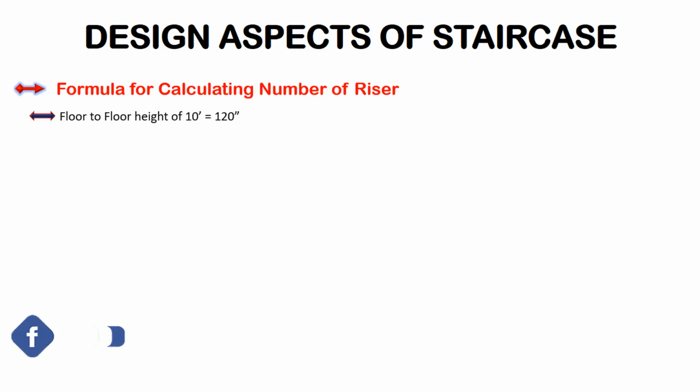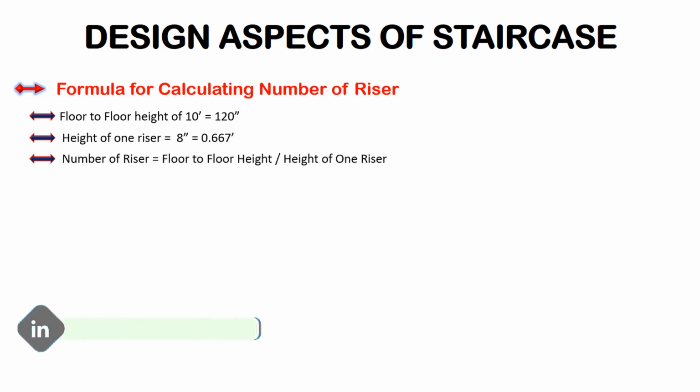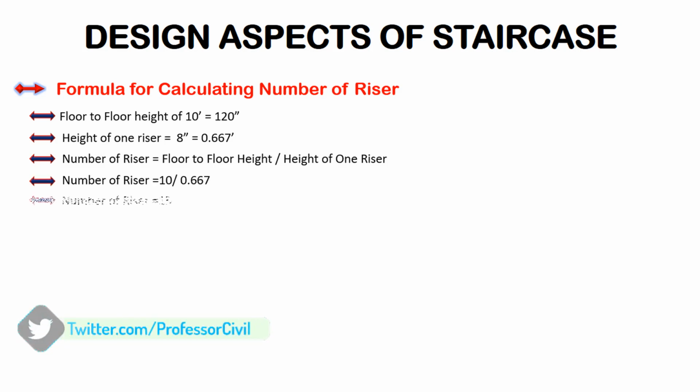Now let us understand calculating the number of risers for a given height between two floors. Suppose the floor to floor height is 10 feet, which is equal to 120 inches. And let us assume that the height of one riser is 8 inches, which is equal to 0.667 feet. So the number of risers will be equal to floor height divided by height of one riser. So 10 feet divided by 0.667 feet, and it is equal to 15. So now we can say that we have 15 risers.